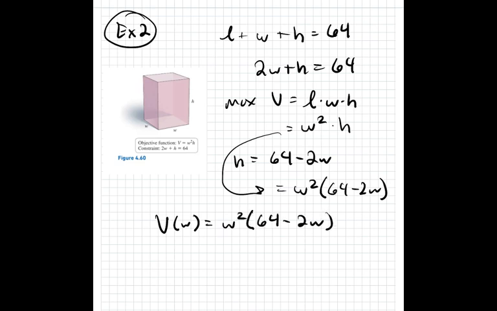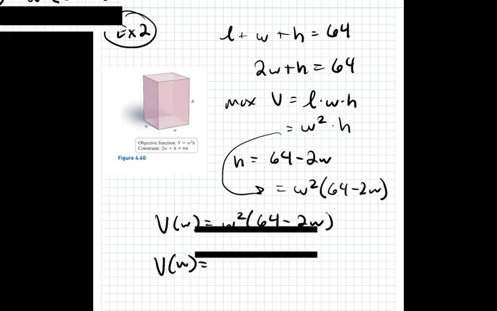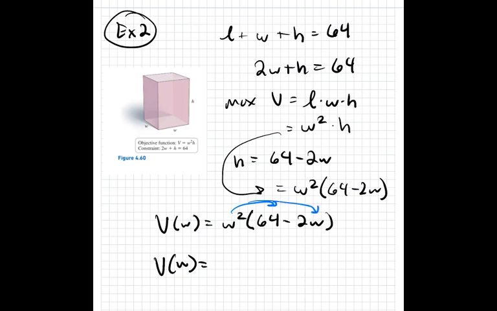Notice that the highest exponent is going to be the power of 3. The leading coefficient is going to be negative. That means the graph of this volume is going to go down to the right. It's a polynomial, so the long-term behavior is down to the right, up to the left. So we can anticipate a relative max and a min somewhere on the graph. Let's rewrite this volume by distributing. We're going to have 64W squared minus 2W cubed.